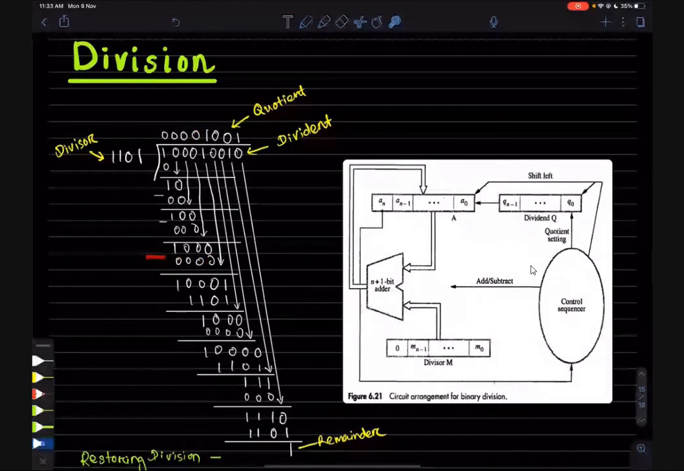Then we will do the minus operation, then we will get 1 0 0 0 1. 1 will come from the dividend. Now this part is greater than 1 1 0 1, so we have to multiply with 1. So this into 1 is 1 1 0 1. Okay, now what we have to do? We have to do the minus operation.